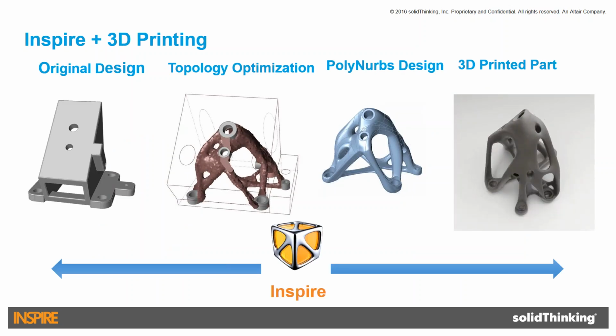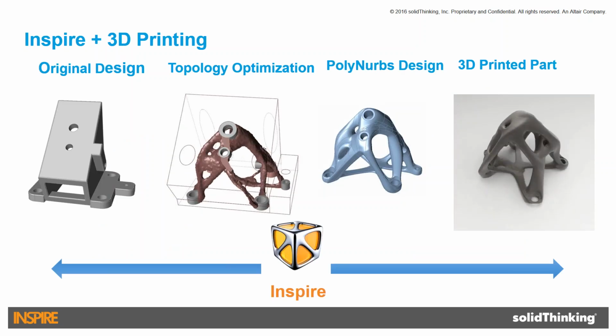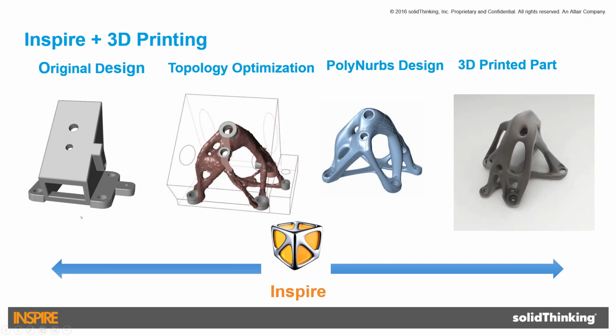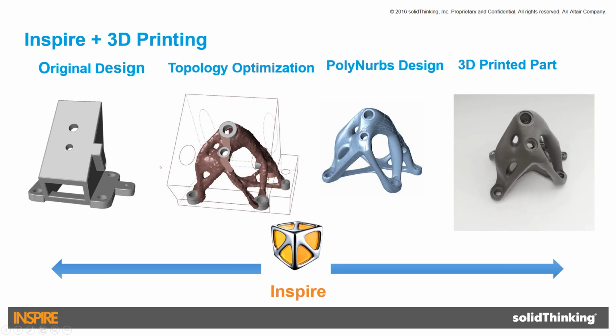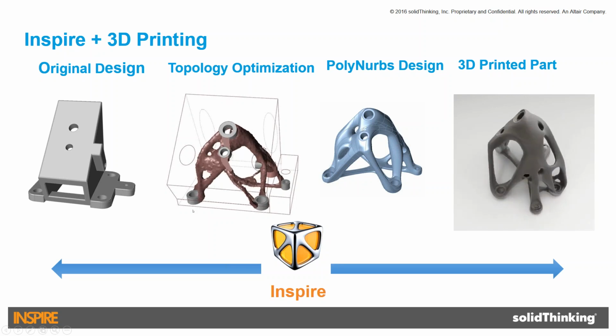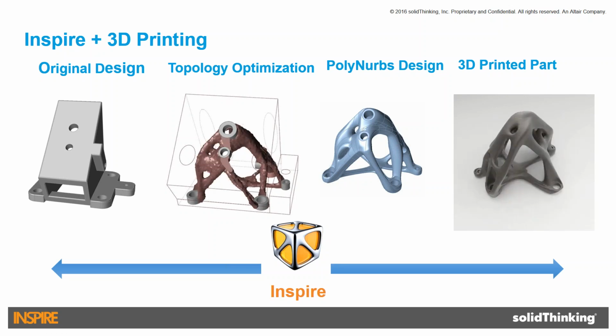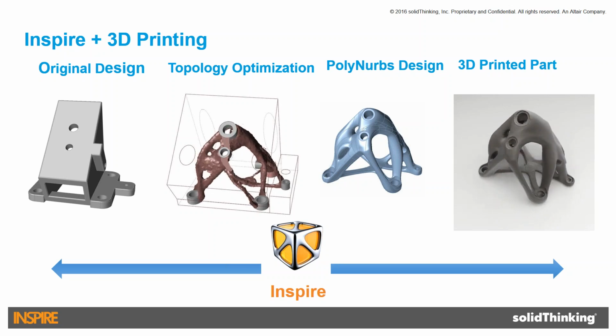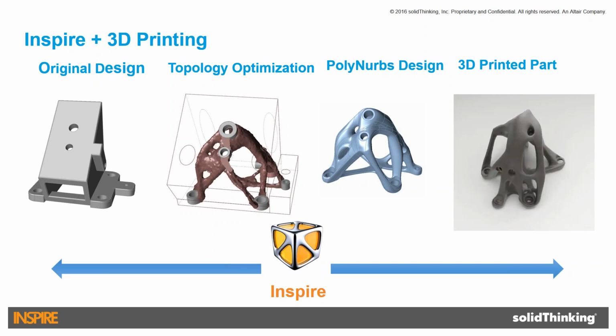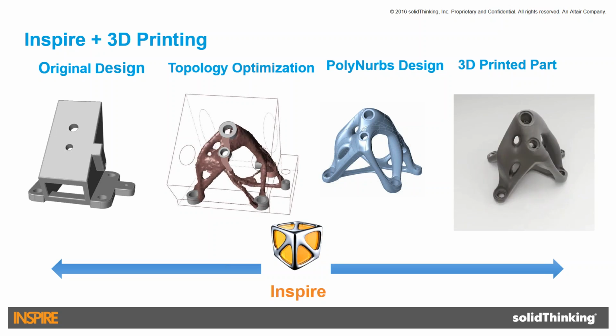Now, going back, another example: the original design was a very simple bracket on the left hand side of my screen, a typical machined bracket or casting bracket. Then Inspire comes up with the best possible design, a very organic design, which later can be 3D printed. These are some of the examples I want to show you before I jump into a quick, very short demo of Inspire.